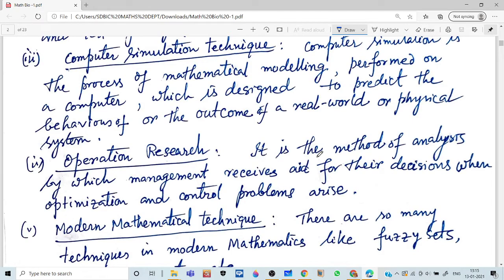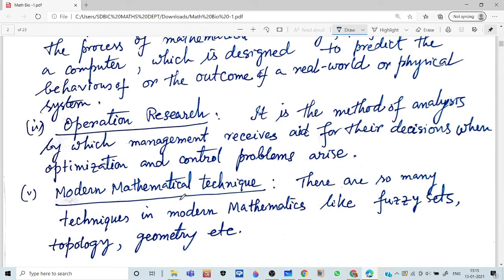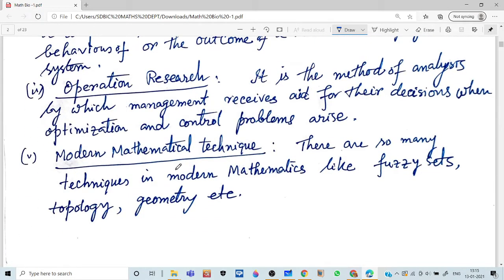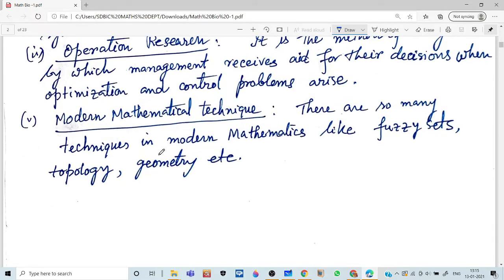Operation research. This is the method of analysis by which management receives aid for their decisions when optimization and control problems arise, such as the assignment problem, TSP, and transportation problem. This is also the game theory. Modern mathematical techniques. There are so many techniques in modern mathematics like fuzzy sets, topology, geometry.